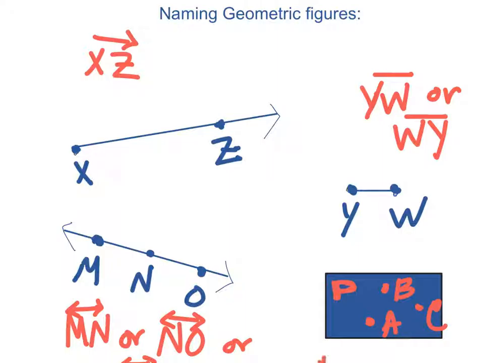Now this plane, you could say, since P is bolded and doesn't have a point next to it, it's the plane name, so you could say plane P, or you can say plane ABC. I could also name it plane CAB, those 3 points in any order. So those are how you name different objects. So that is the overview of your first standard.